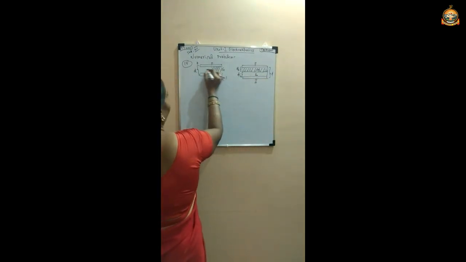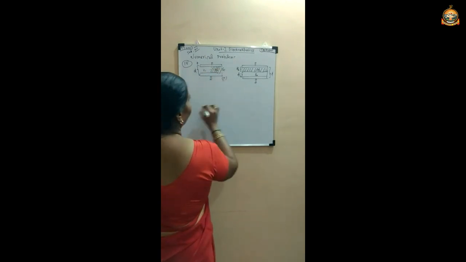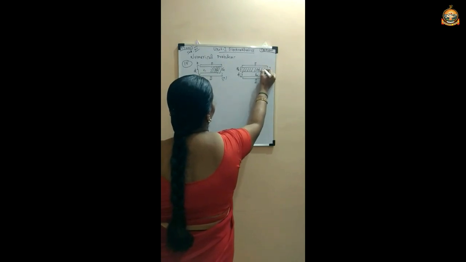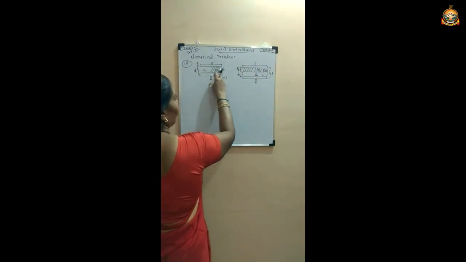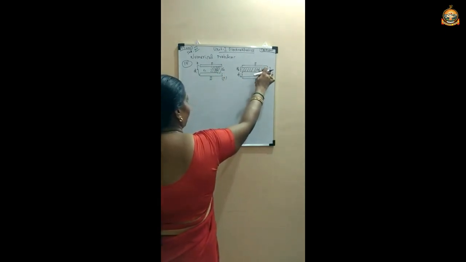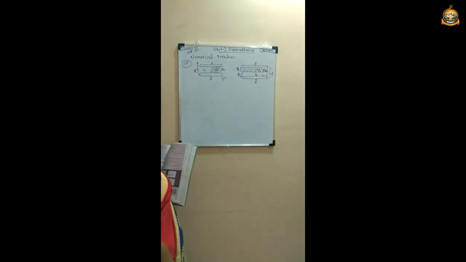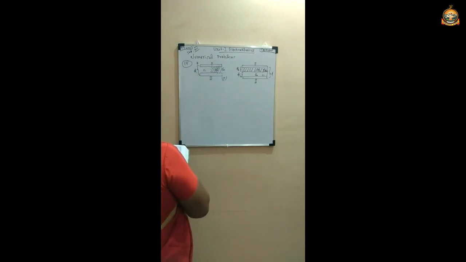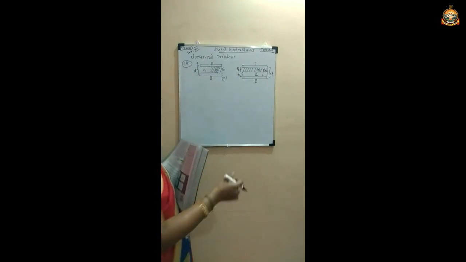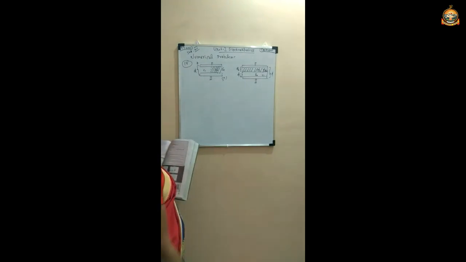See here. Here this is capacitance C1. Here the capacitor is C2, you have to write. This is capacitor C1, this is C2. This is the air medium capacitor. This is the dielectric filled capacitor. Now we have to find out what is the capacitance of this capacitor. You have to find it.